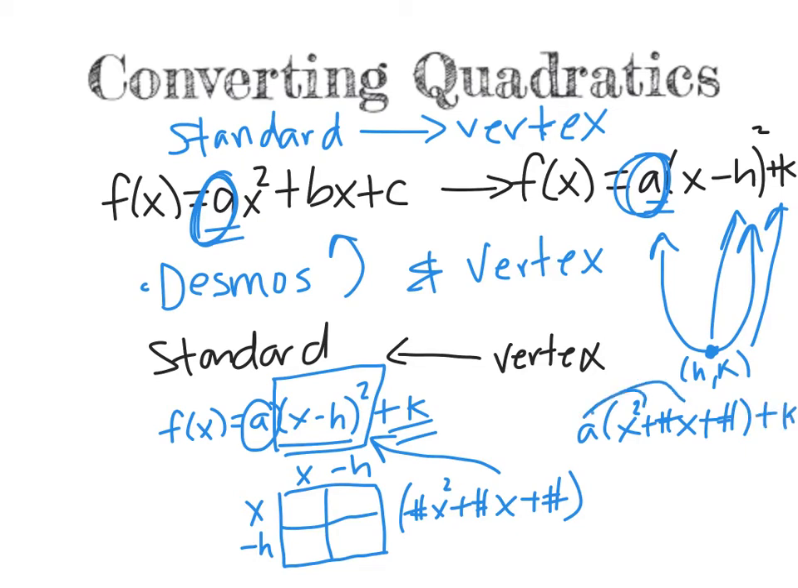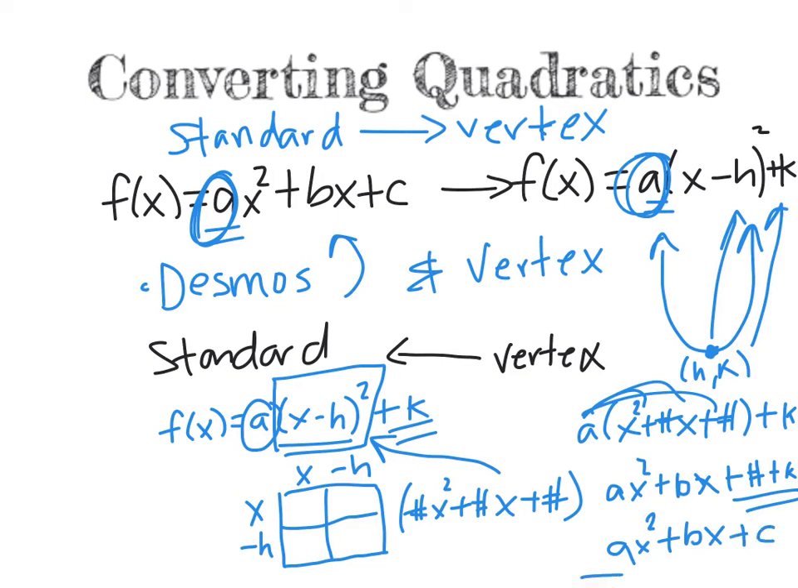So we distributed, and then at the end we added the plus k with the like terms. So we would then have an a x squared plus bx plus, and then the last two numbers were always like terms. So we combined them, and we got ax squared plus bx plus that c value we're interested in. So this is how we converted from vertex form to standard.